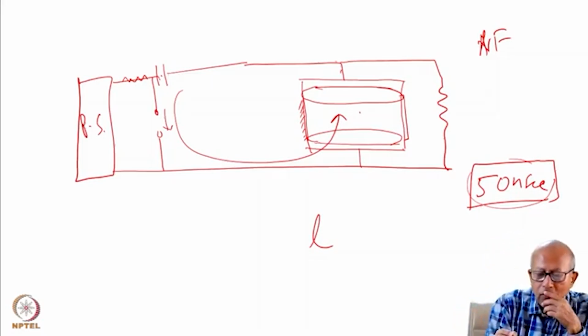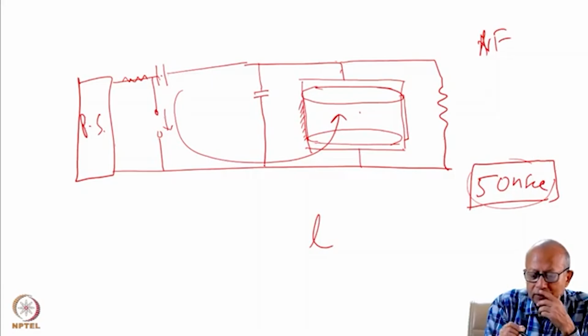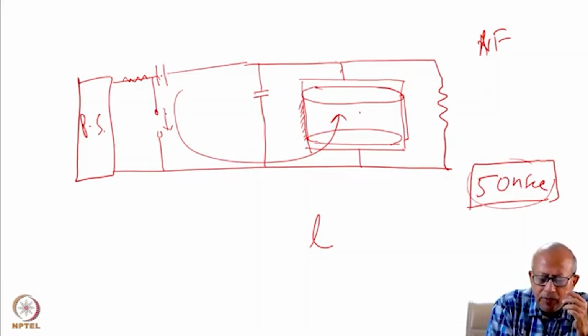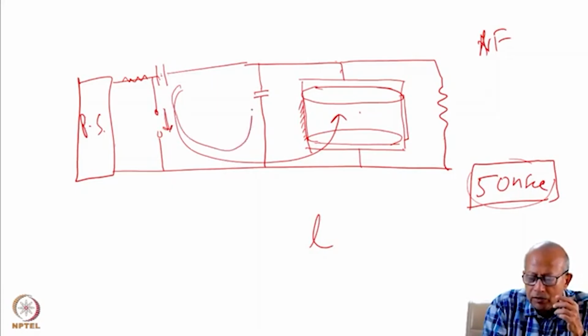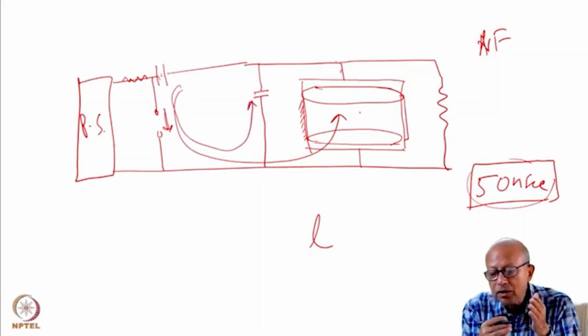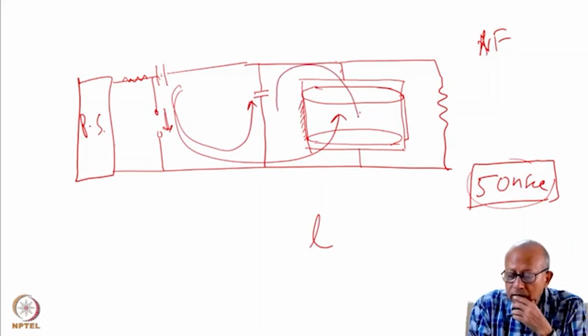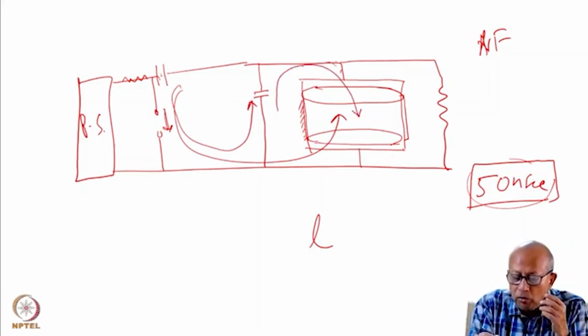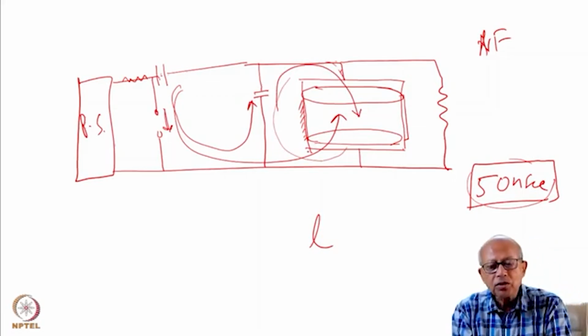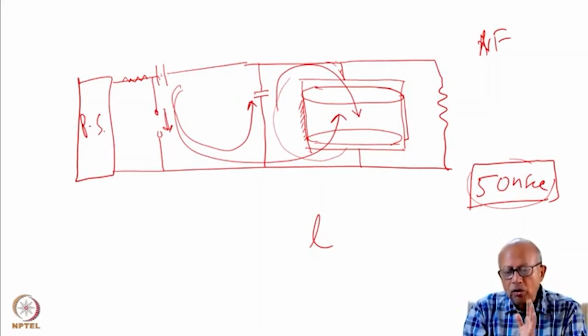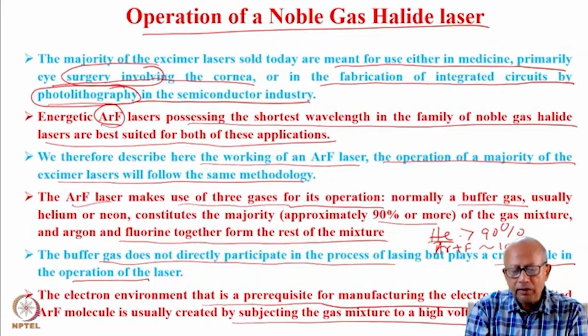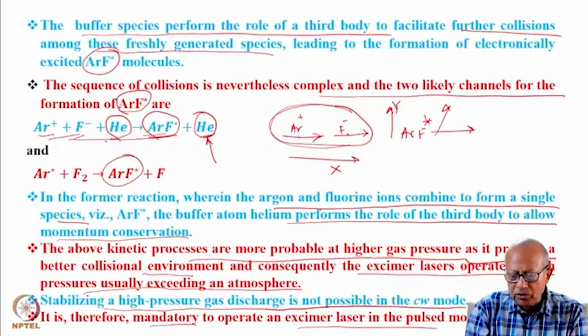So often what is done, you have another capacitor here, which is called a peaking capacitor. And the moment the switch closes, first the charge from this capacitor is transferred to this. This gets charged. It is initially not charged. And then this condenser transfers its energy into the load. So then the loop inductance becomes very small and you can get a very fast discharge. That is how you actually operate such a laser. You have to get a very fast discharge.